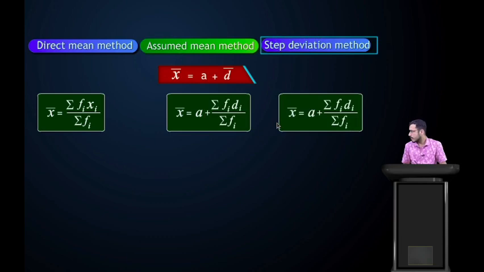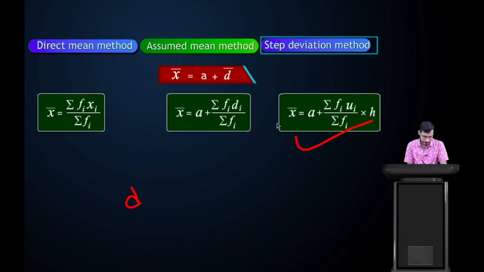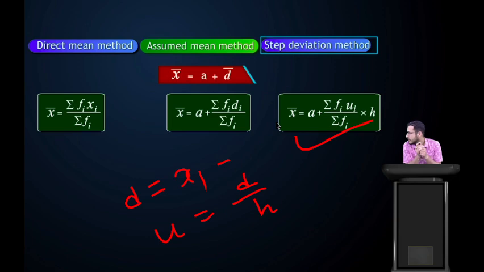In the next one, that is the division method. In this formula we are using fi and ui. Sigma fi divided by sigma fi into h and a, yes, the mean. The formula of d is xi minus a, and the formula of u is d by h.